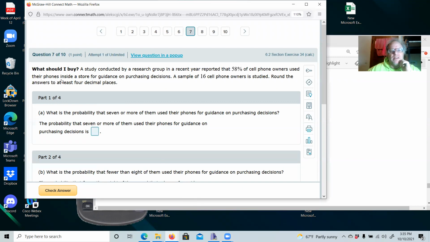Looking at the next problem, it says, what should I buy? A study conducted by a research group in a recent year reported that 58% of cell phone owners use their phones inside a store for guidance on purchasing decisions. So you might look at reviews or stars or what price things are, etc. A sample of 16 cell phone owners, like everybody now, is studied. Round the answers to at least 4 decimal places. What is the probability that 7 or more of them use their phones for purchasing decisions?